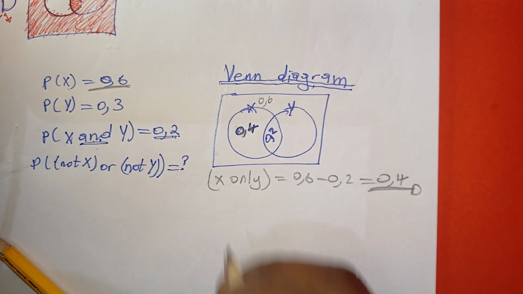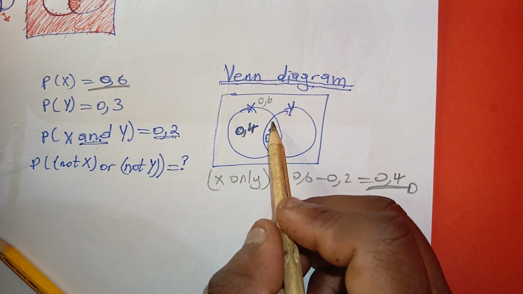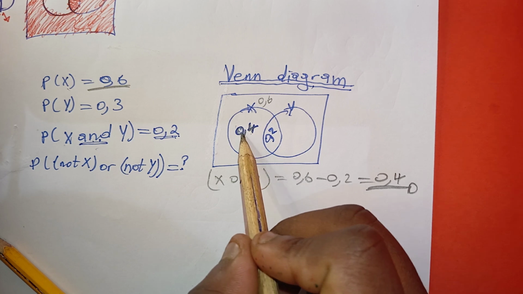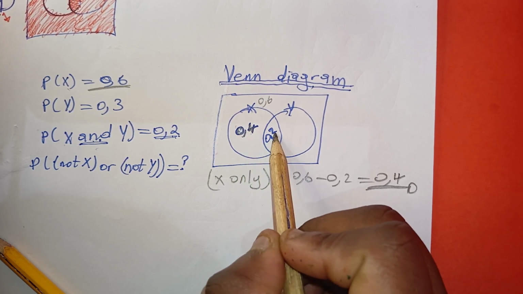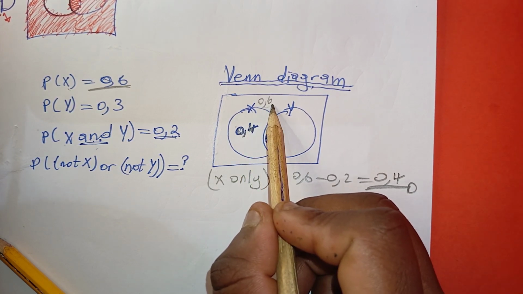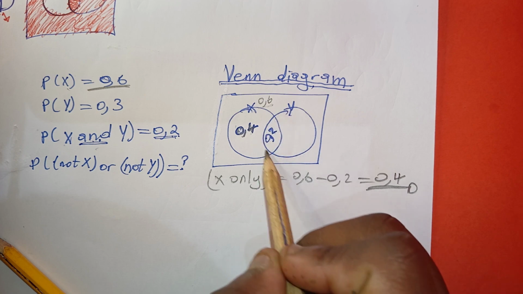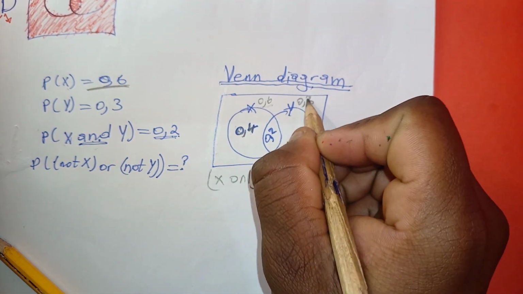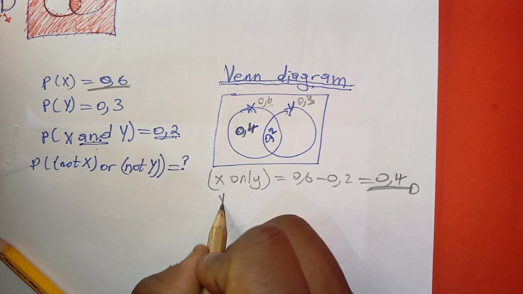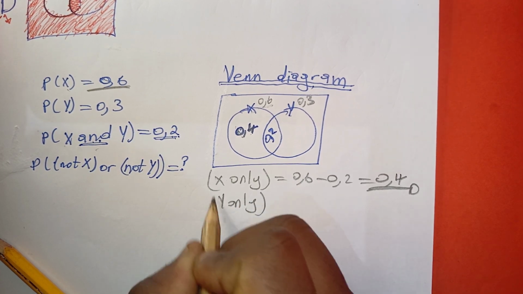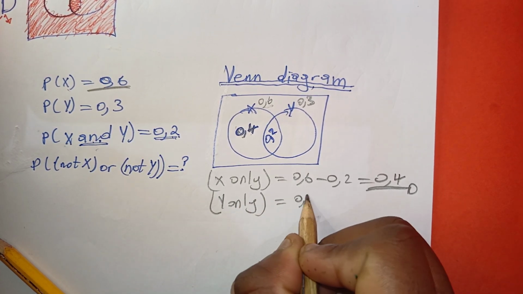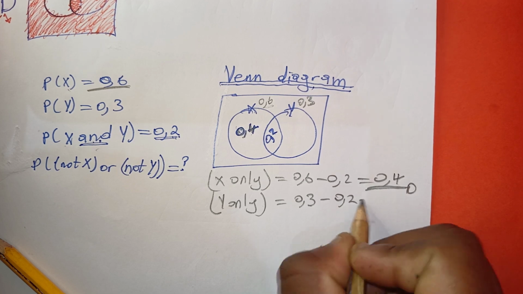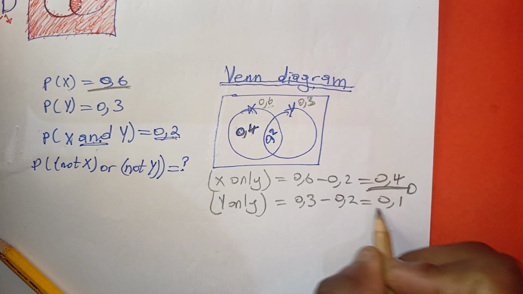Do you see, most study? Meaning now our x is 0,4 plus 0,2, which is 0,6. So now for y, they told us that y is 0,3. So now to get y only, y only will be 0,3 minus 0,2, which is 0,1.